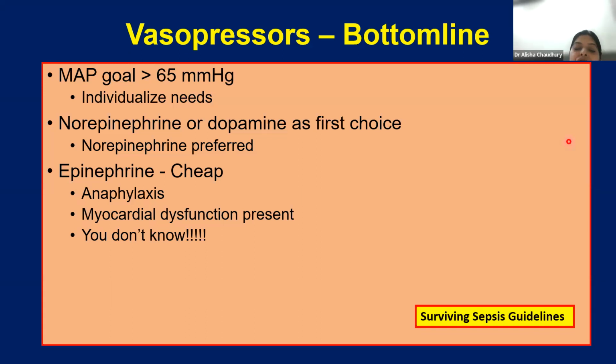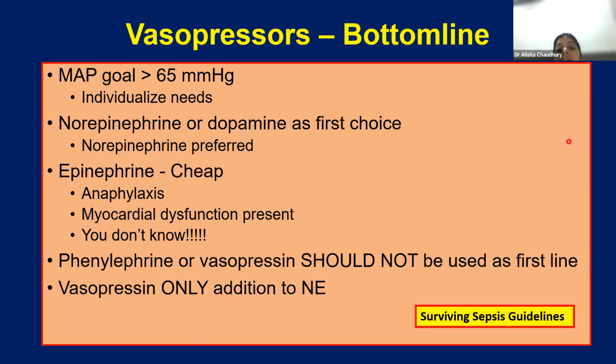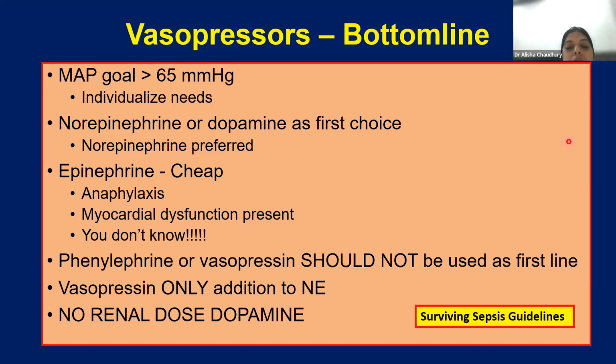Though epinephrine is cheap, it has risk of anaphylaxis, myocardial dysfunction can be present, and you can have a transient increase in lactates. Phenylephrine or vasopressin should not be used as first line. And if you are using vasopressin, use it only in addition to norepinephrine. And there is strictly no renal dose of dopamine.